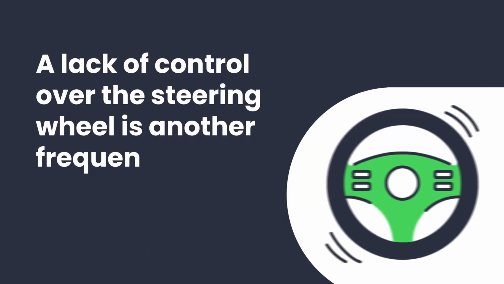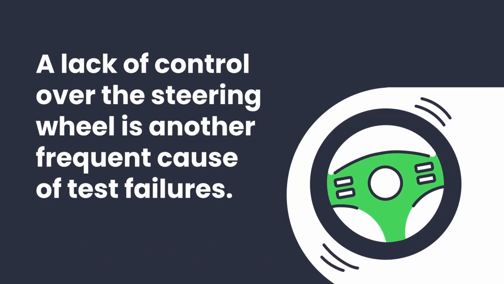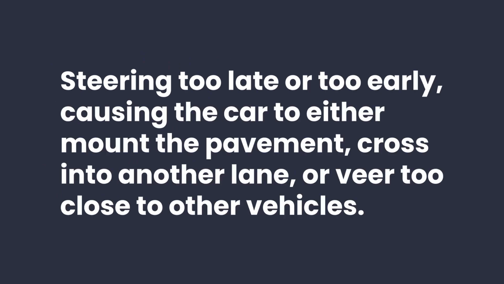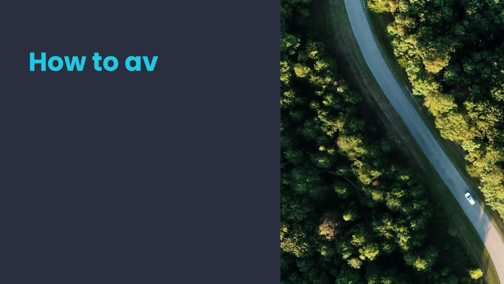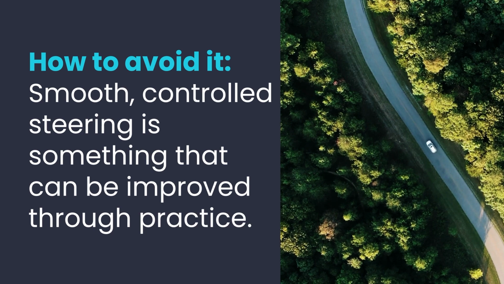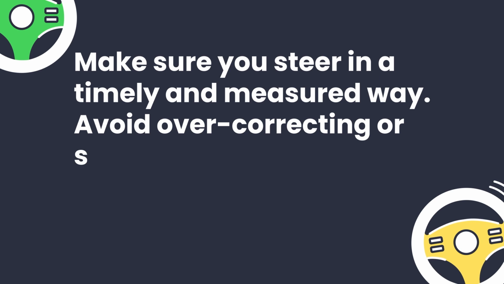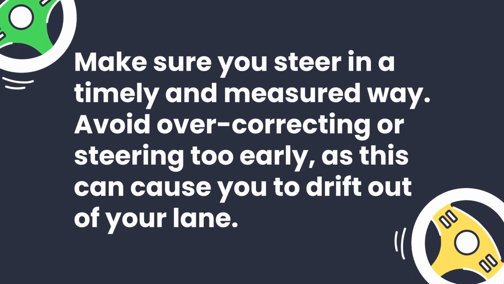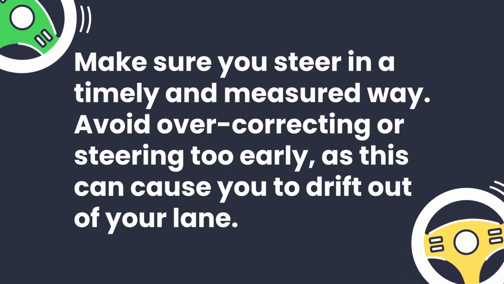The next is poor steering control. A lack of control over the steering wheel is another frequent cause of a test failure. This includes steering too late or too early, causing the car to either mount the pavement, cross into the other lane, or veer close to other vehicles. In order to avoid this, have smooth, controlled steering. This is something that can be improved with practice. Make sure you steer in a timely and measured way. Whether you're negotiating a bend, making a turn, or avoiding parked cars, avoid overcorrecting or steering too early, as this can cause you to drift out of your lane.